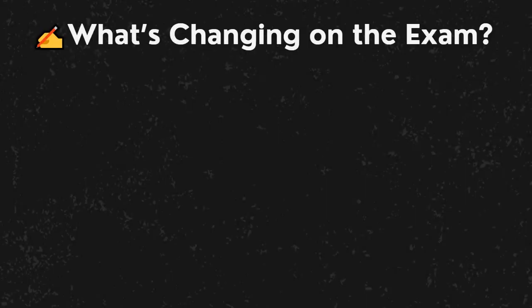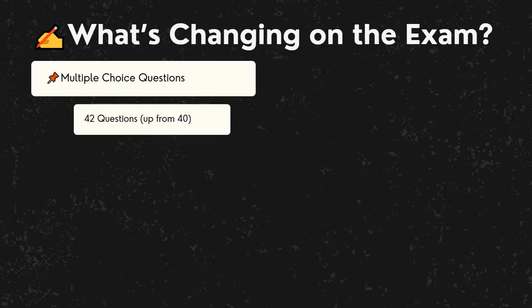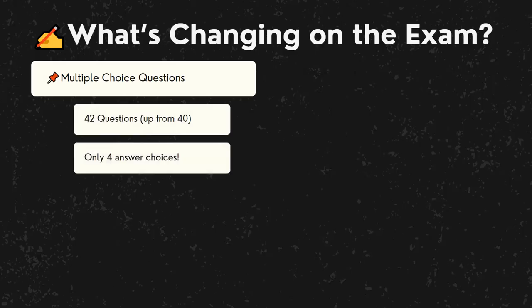With that being said, let's look at what's changing on the exam. First, for the multiple choice section, there's now going to be 42 questions. That's up 2 questions from the original 40. However, there's only going to be 4 answer choices. So you could say goodbye to choice E. We didn't really need that choice anyway.